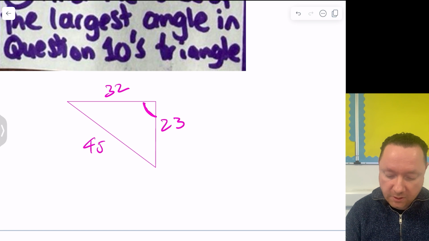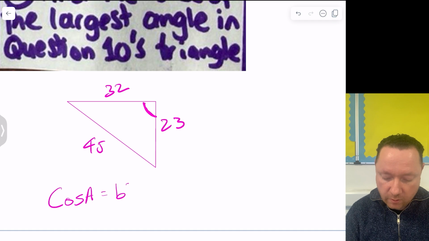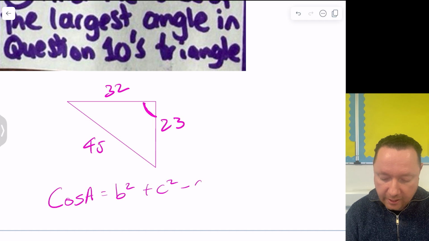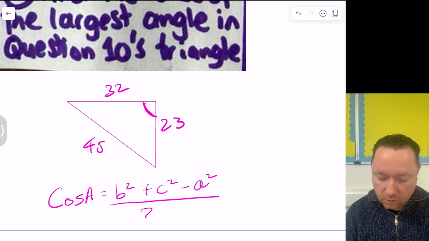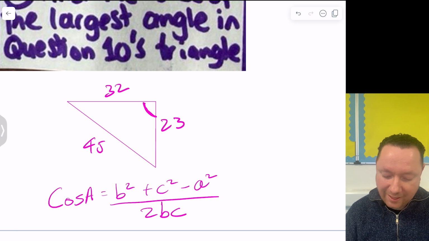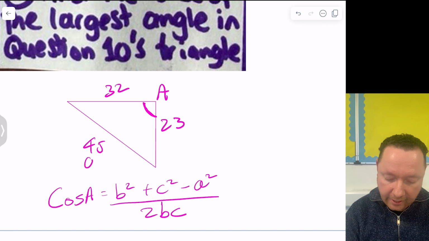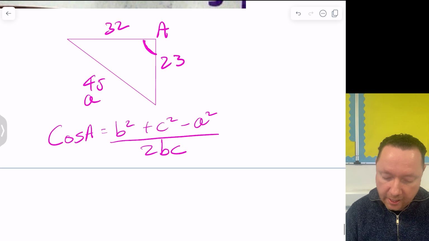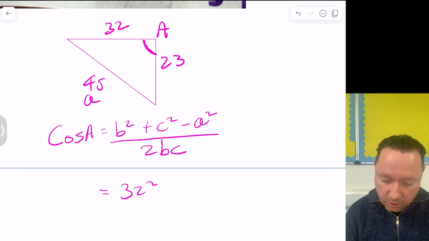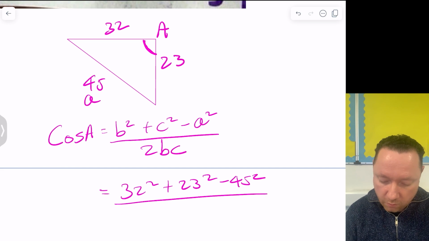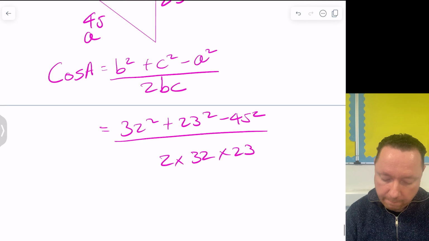So the cosine rule from the start of the exam paper says cos A equals b squared plus c squared minus a squared all over 2bc. So what is my A, B and C? Well, A is my angle, so that's my A, and my B and C are either side. So subbing in, I get 32 squared plus 23 squared minus 45 squared all over 2 times 32 times 23.